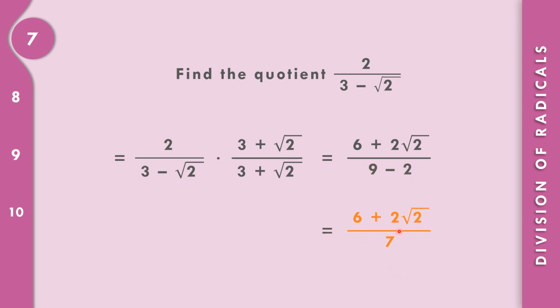So hindi na natin masisimplify yan because our denominator is 7. So walang pwedeng pang divide sa 6, 2, and 7. So our final answer is 6 plus 2 square root of 2 over 7.